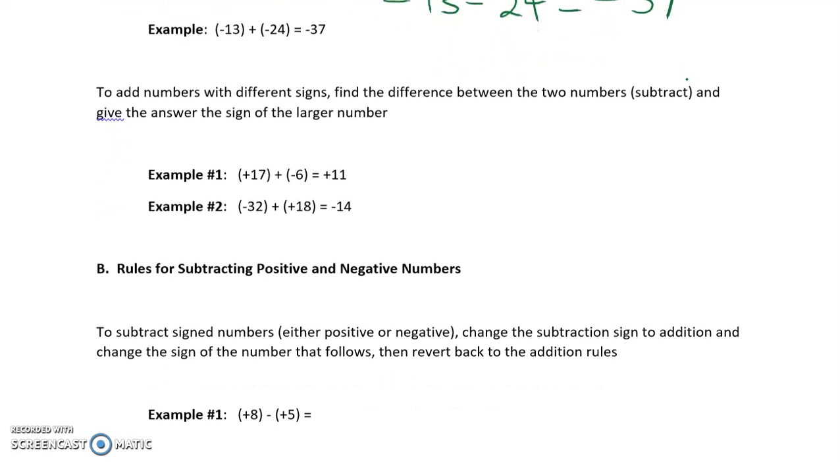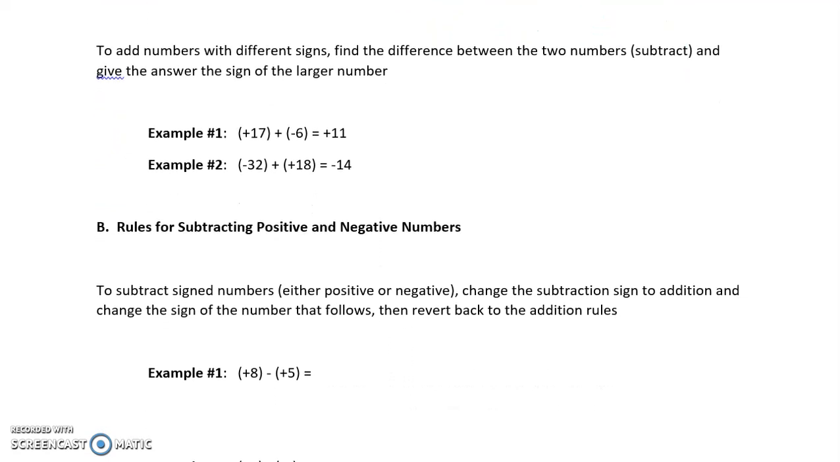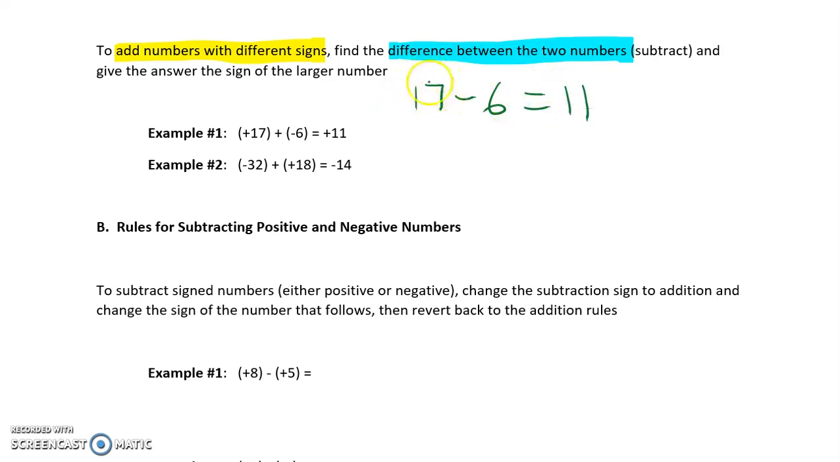In other words, if we're going to add numbers with different signs, we find the difference between those two numbers and we give the answer the sign of the larger number. So for example, in example 1, I've got 17 minus 6, which is positive 11, because the larger number was positive, so it stays positive.